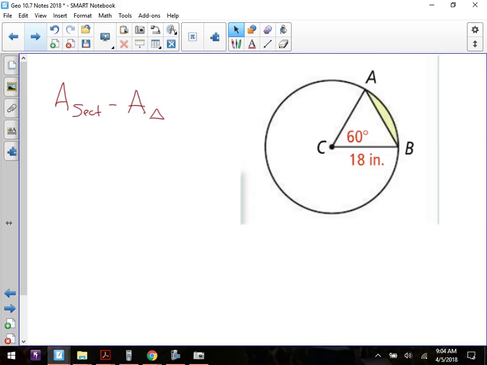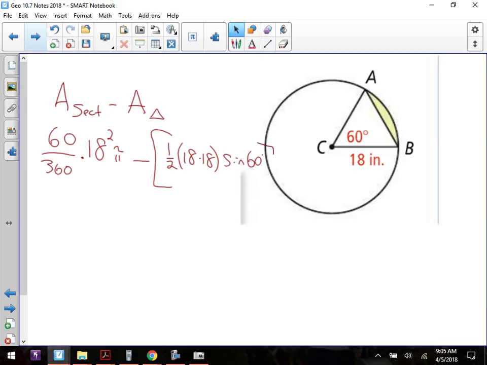Formula for our sector again is what? Central angle over 360 times the area of the circle. So we have 60 over 360 times 18 squared times pi. And then the triangle, 1/2 times 18 times 18 times the sine of 60. So it looks like a big giant pain in the butt to do. It's super easy because all you're doing is pressing buttons.